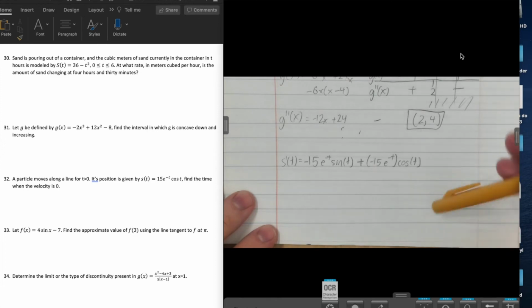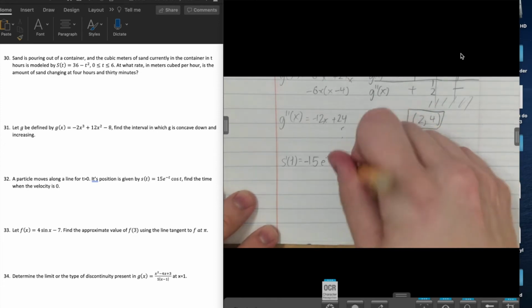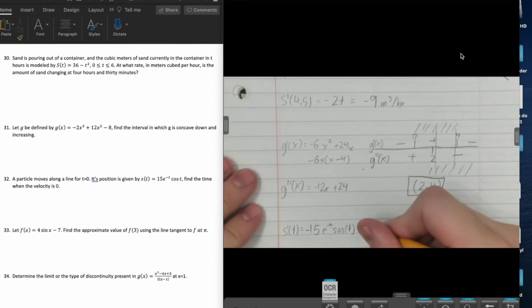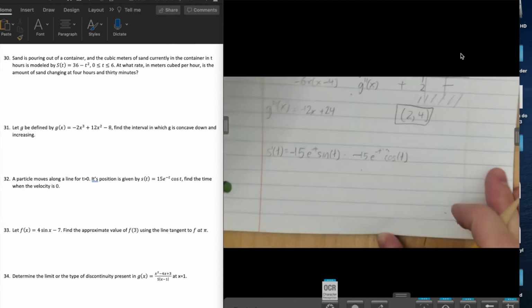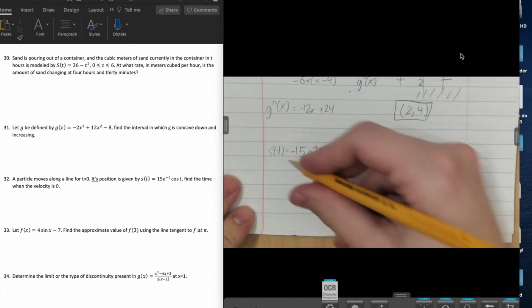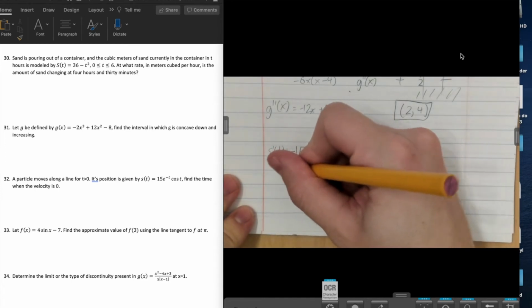All right, now let's see here. We can kind of deal with this here and just make that read as minus 15e to the negative t cosine t. And so it looks like what both of these have in common is a negative 15e to the negative t. So let's factor that out.